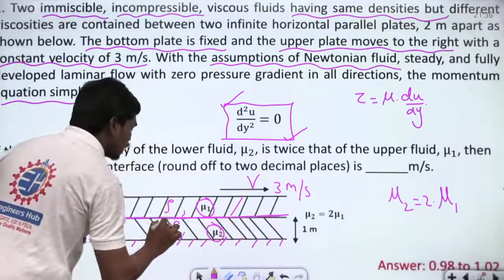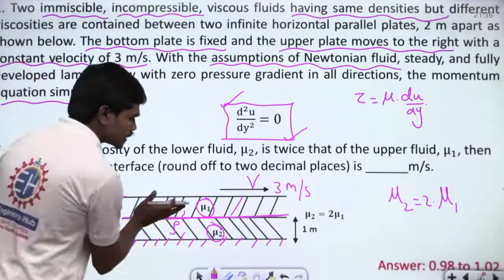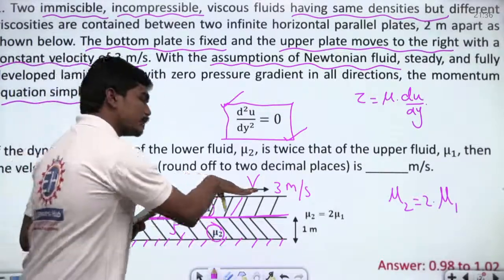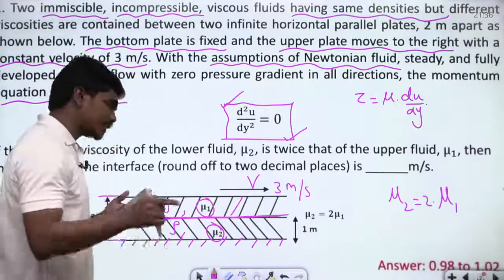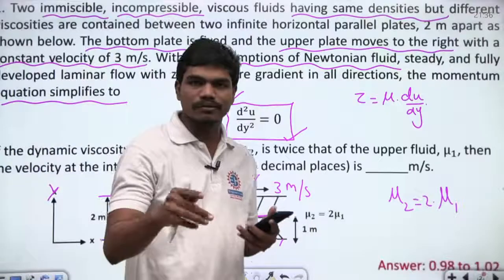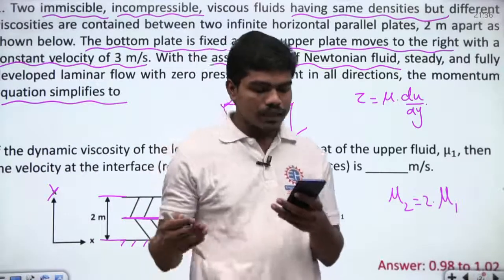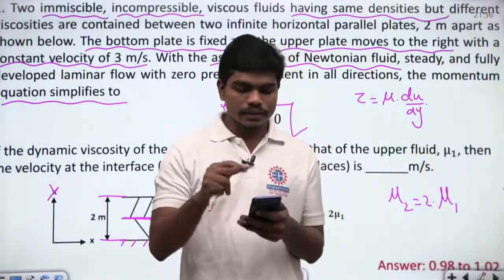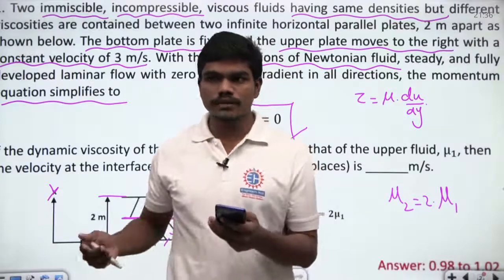Definitely this is a common layer between both the fluids. So this layer will be having some velocity whenever this upper plate is being moved at 3 meters per second. So they are asking you what is the velocity of this interface. Did we collect some data from the question, and can we solve this? Yes or no? So please tell me, did we collect data from this question?